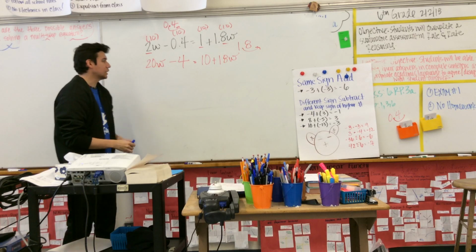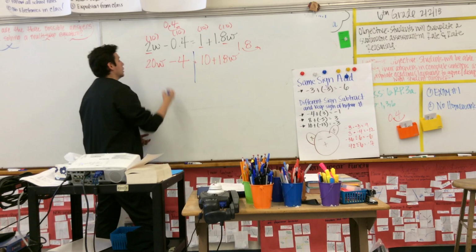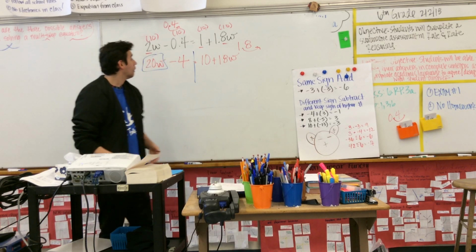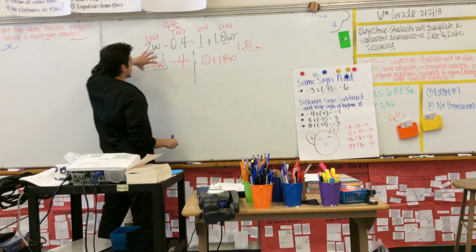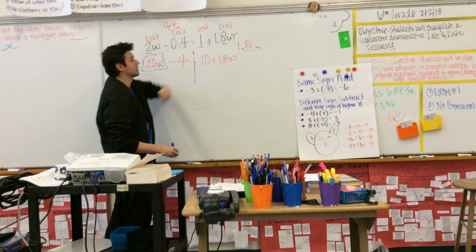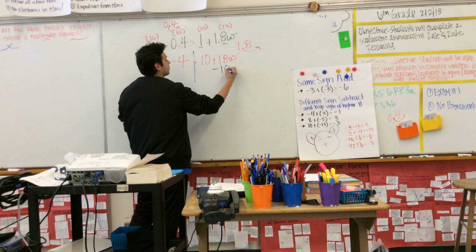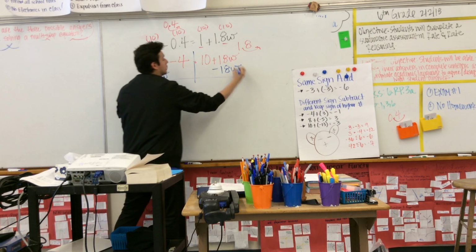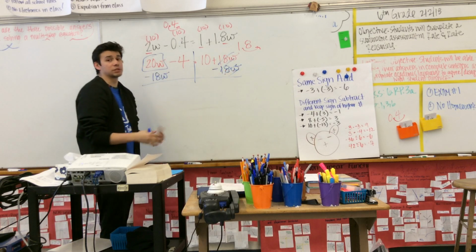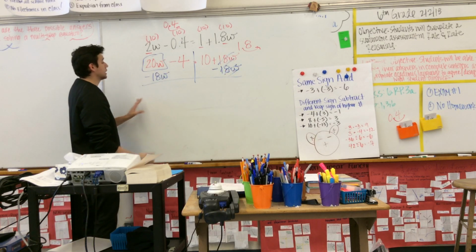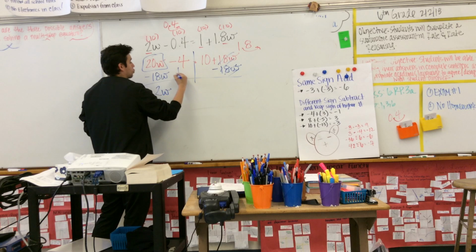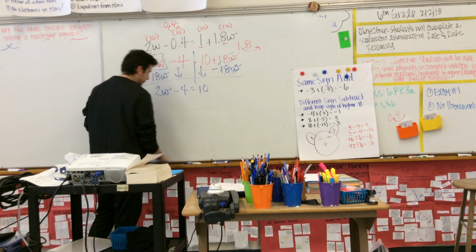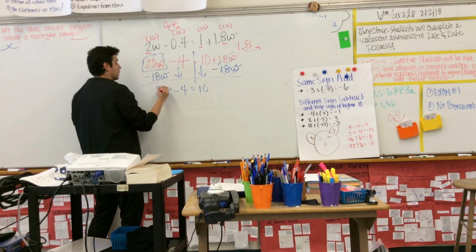Okay? Draw your barrier, box your answer, or box the largest variable term. So this one needs to jump the fence and come over here. The inverse of a positive 18w is a negative 18w. These cancel out. They become 0. Do not put 0w. 20 minus 18 is 2w. Drop this. Drop this. So minus 4 equals 10. We're almost done. This is pretty simple.